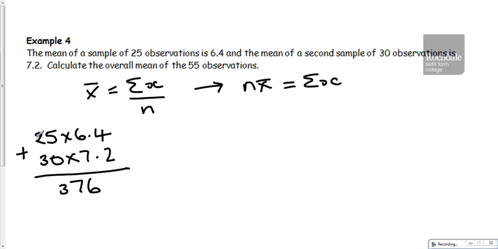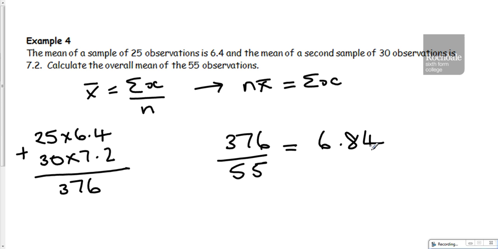This gives us the sum of the first set of data. This gives us the sum of the second set of data, and if we add them together, that gives us the sum of all 55 items. Now that we know the sum of all 55 items is 376, we know there's 55 of them, so we can divide by 55, and that works out to be 6.84, which seems reasonable because if you look, the first sample was 6.4, the second sample was 7.2. We would probably expect that the mean of the whole sample will be somewhere in between, which it is.